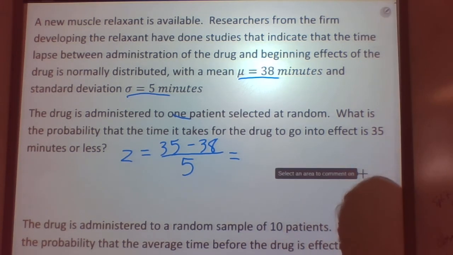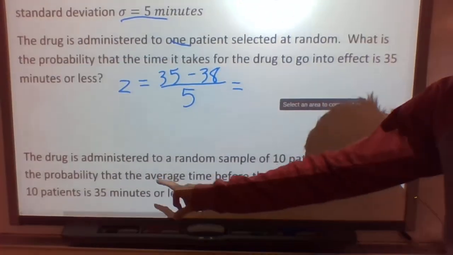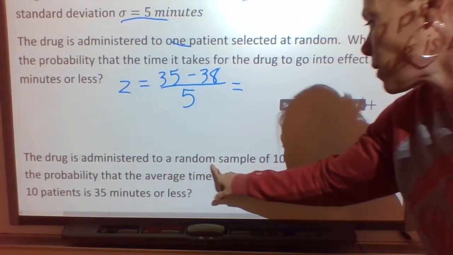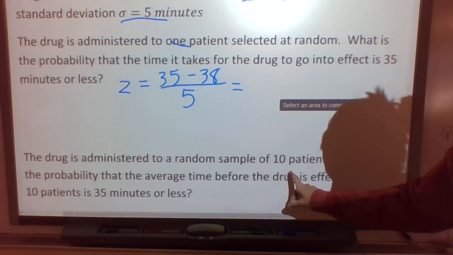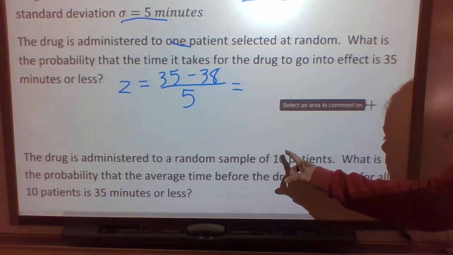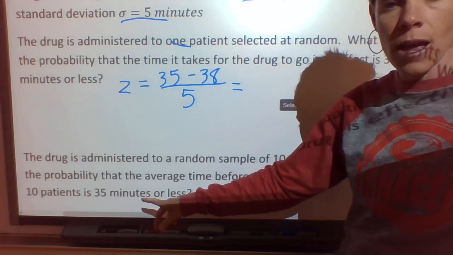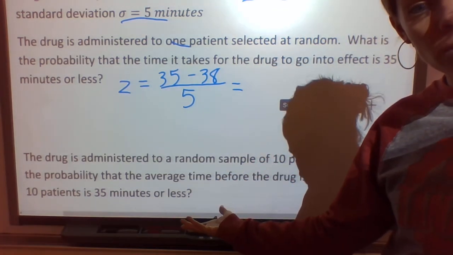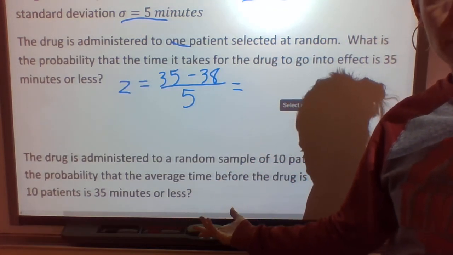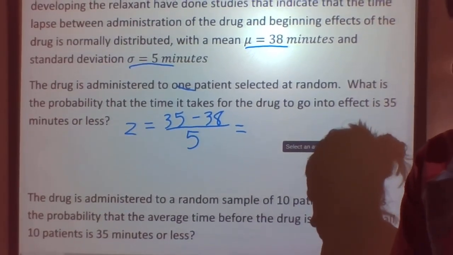Now where it gets different, and I'll solve that in a minute, I just want to go over this, down here on the second question. It says the drug is administered to a random sample of 10 patients. What is the probability that the average time for those 10 patients is 35 minutes or less? That's how you know it's central limit theorem and you need to change the standard deviation. Okay, so let's go back up and do this first example.